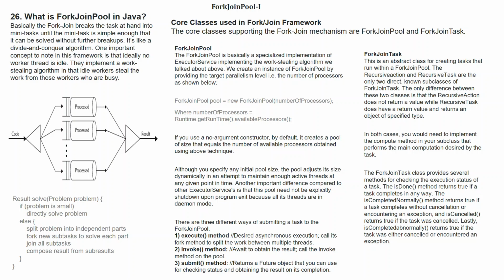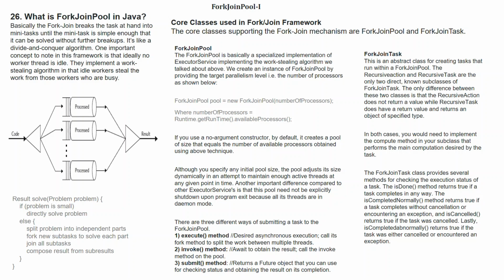Fork join task. This is an abstract class for creating tasks that run within a fork join pool. The recursive action and recursive task are the only 2 direct, known subclasses of fork join task. The only difference between these 2 classes is that the recursive action does not return a value while recursive task does have a return value and returns an object of specified type. In both cases, you would need to implement the compute method in your subclass that performs the main computation desired by the task.